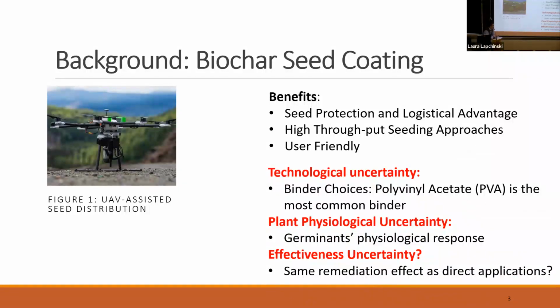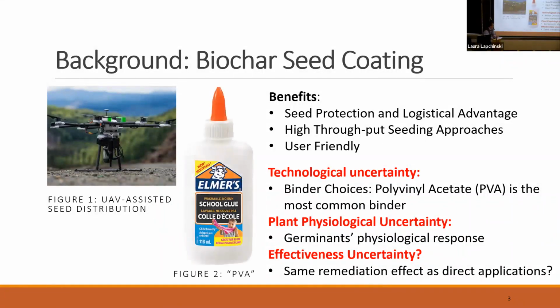But when it comes to biochar, and especially seed coating, it's not just all rainbow and sunshine, right? We're still not sure on what binder we can use. And so far, the most common binder that we have is PVA or polyvinyl acetate. And this is PVA in its natural form. So would Elmer's glue be good for my seed?